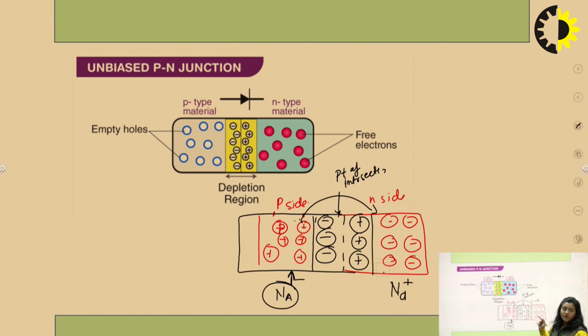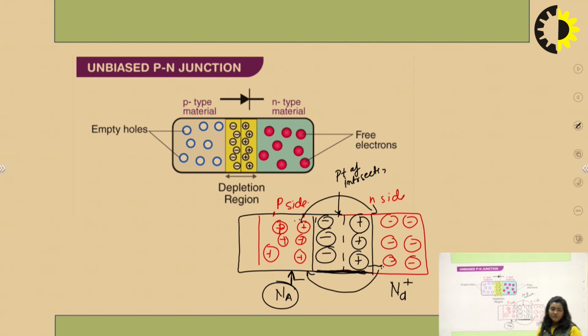and no electrons from the n side have the energy so that they can go through this barrier to move towards the p side.